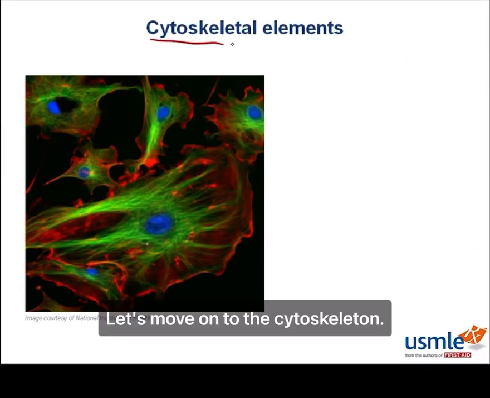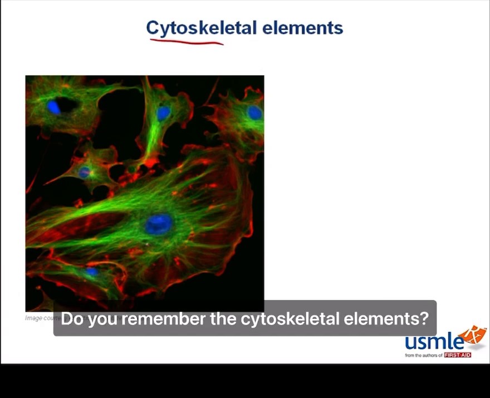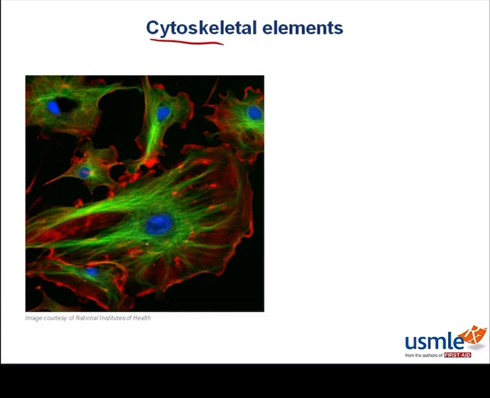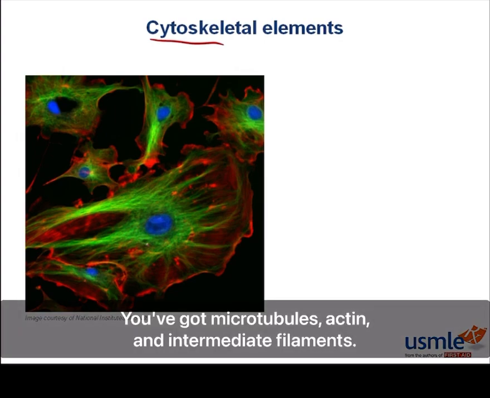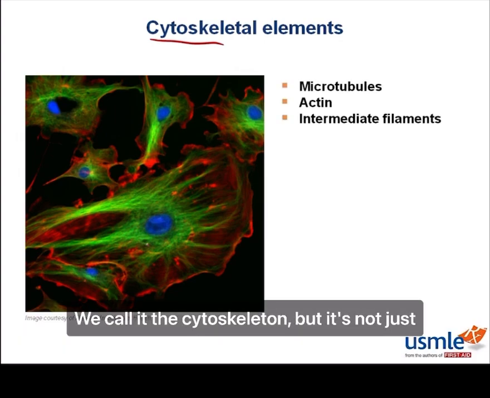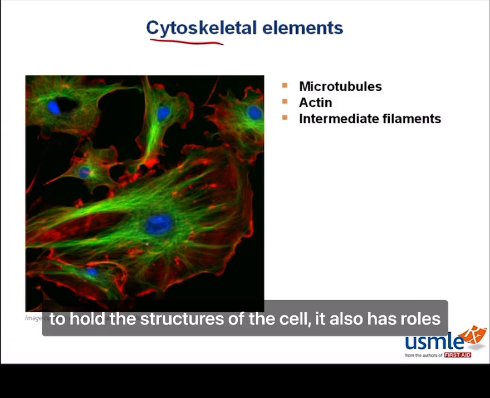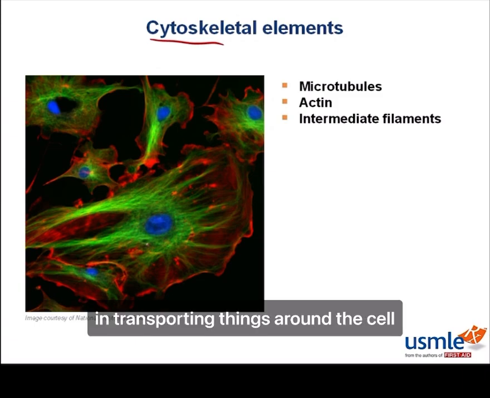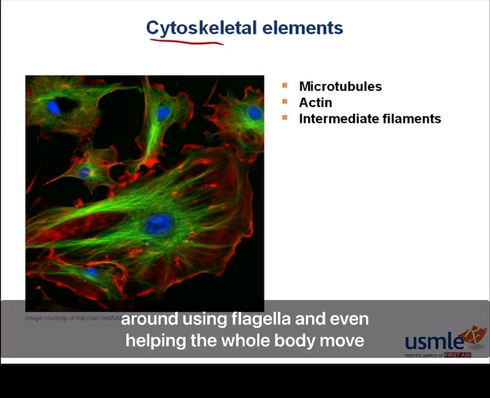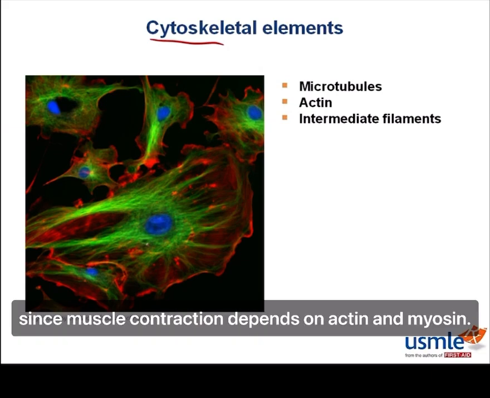Let's move on to the cytoskeleton. Do you remember the cytoskeletal elements? We've got microtubules, actin, and intermediate filaments. We call it the cytoskeleton, but it's not just to hold the structure of the cell. It also has roles in transporting things around the cell along microtubules, helping the cell move around using flagella, and even helping the whole body move, since muscle contraction depends on actin and myosin.